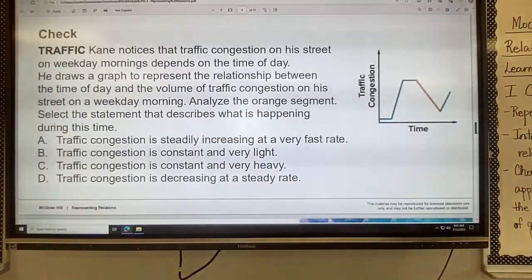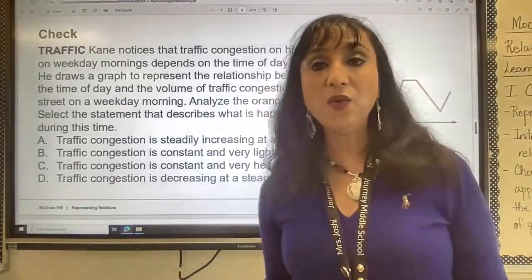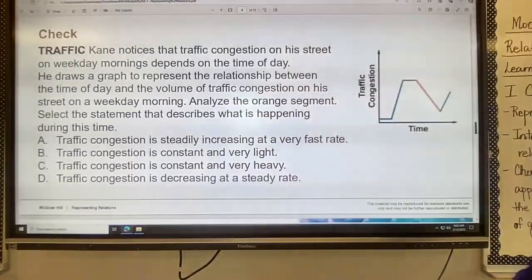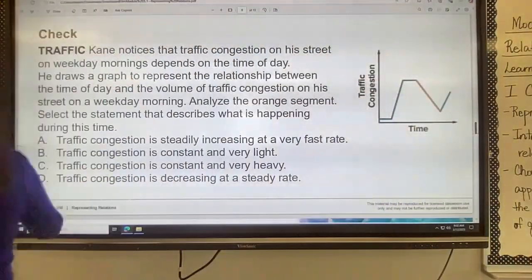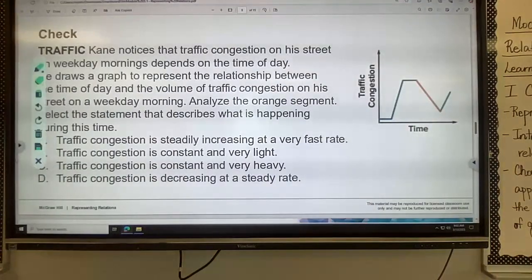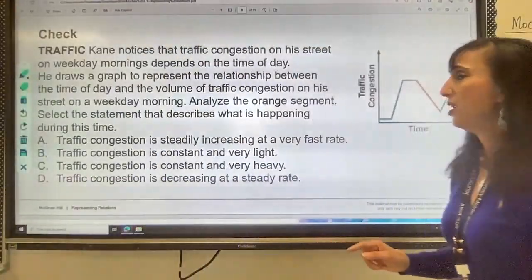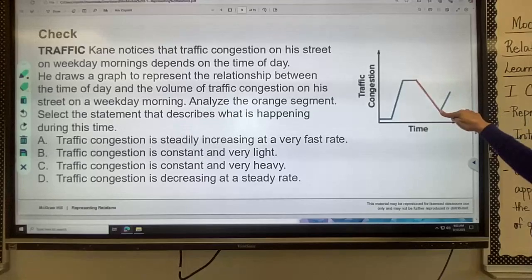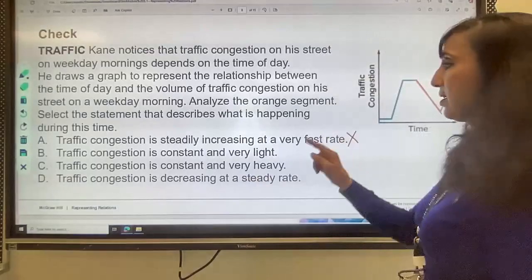Select the statement that describes what is happening during this time. So I can look at the orange segment. It is going downwards. Since it's going downwards, it means there is a decline, right? So let's look at the options. The first one is saying that traffic congestion is steadily increasing at a very fast rate. No, because we are talking about this segment here. When it's going down, it is not showing an increase.